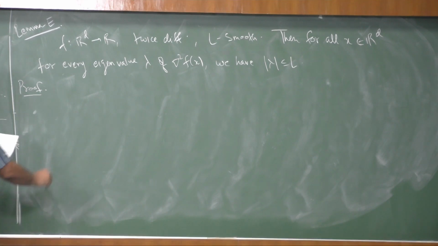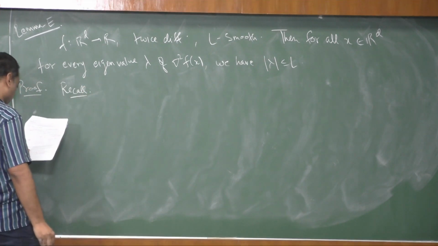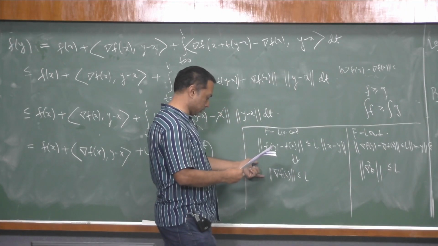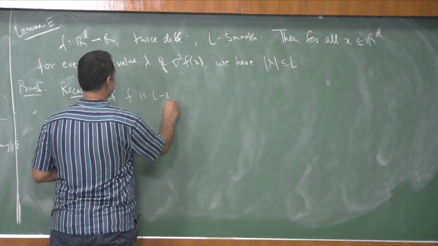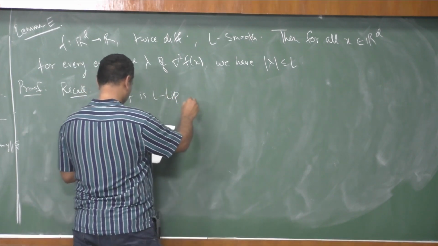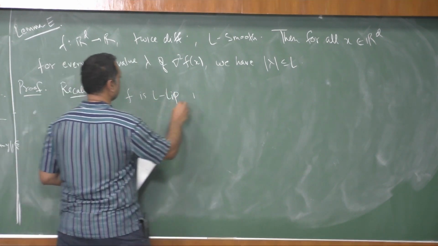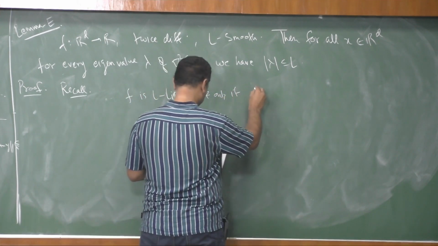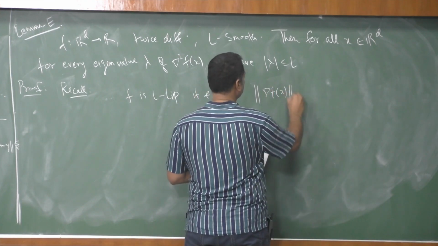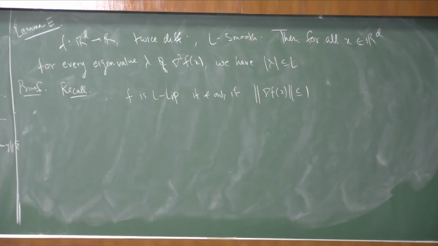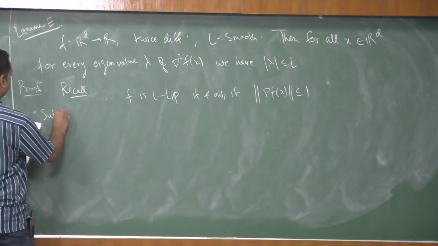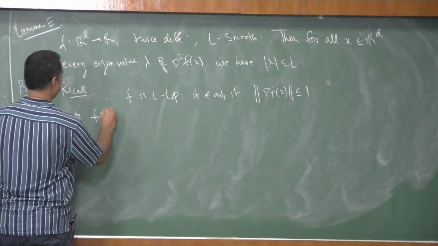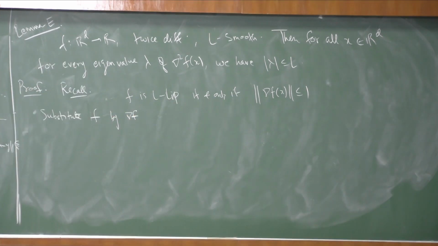So we will recall the fact for Lipschitz continuity, which is exactly this: f is L-Lipschitz if and only if the norm of the gradient of f(x) is less than or equal to L. I already said that here, but in the main proof I just copied it here, because this is what we are going to use. In this we will substitute f by grad f.